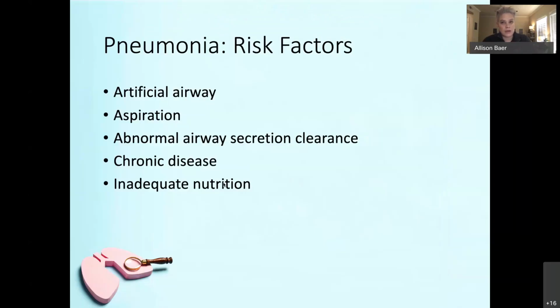So some risk factors for this. If they have an artificial airway, it's bypassing all of the normal upper airway defense mechanisms that you have in your nasal passages to filter out bacteria, and giving a direct line into their lungs. So an ET tube or trach is a risk factor. Any kind of aspiration can introduce a bacteria or virus, usually bacteria if it's aspiration. Any kind of abnormal airway secretion clearance, such as cystic fibrosis, chronic diseases, chronic lung disease, BPD, and then inadequate nutrition sets their body up for failure to be able to fight it.